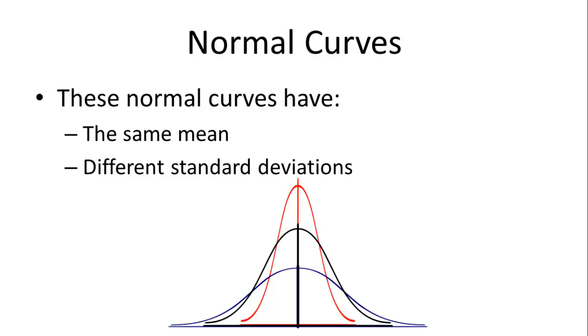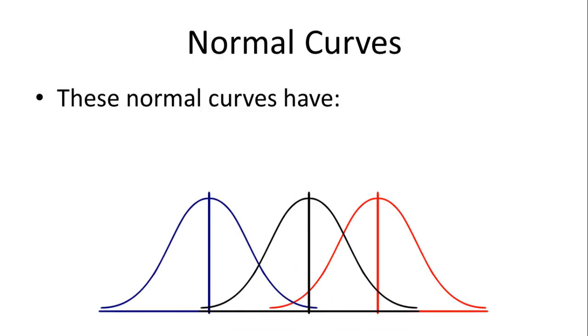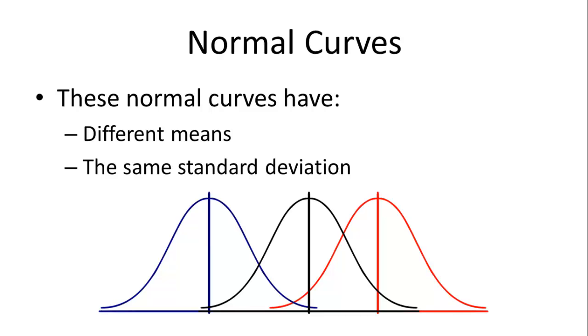In contrast, we can have curves like these. These curves all have the same standard deviation but different means. Same standard deviation because they all have the same shape. Different means because they all have different starting points for their means. Blue has the smallest mean, it's furthest left. Red, the biggest, furthest right.